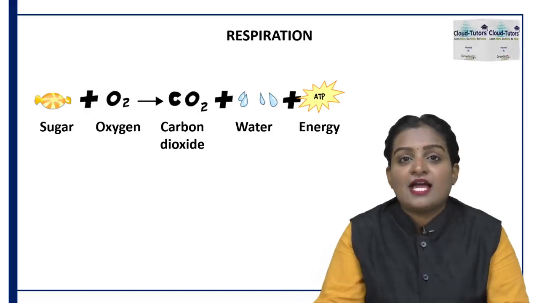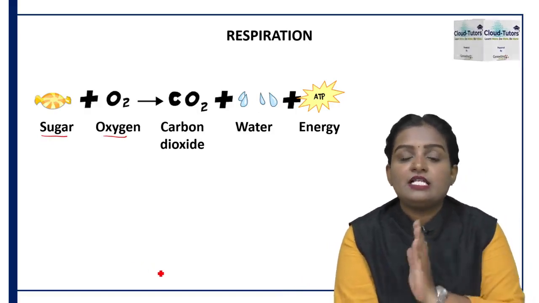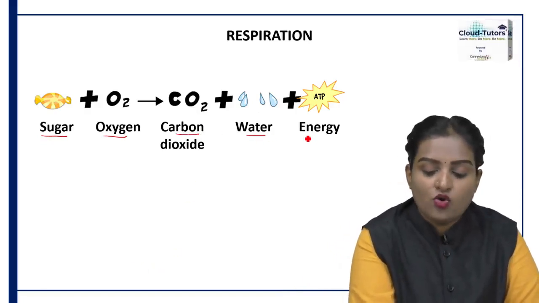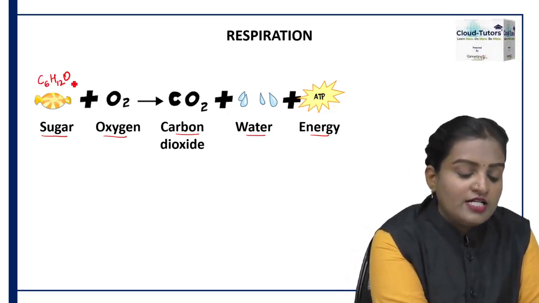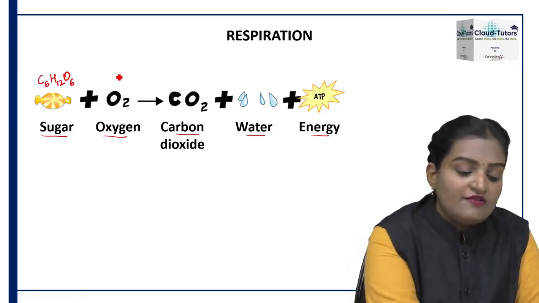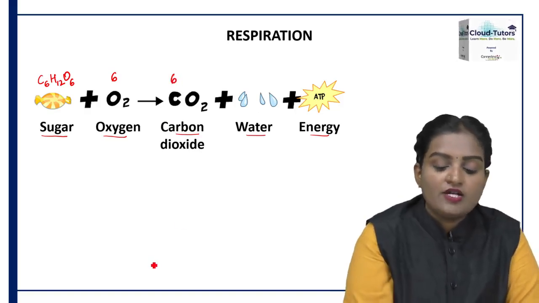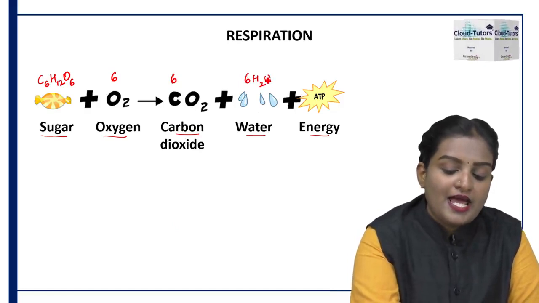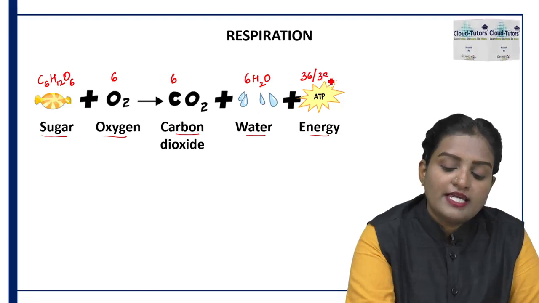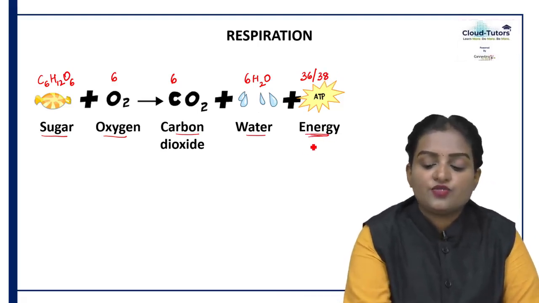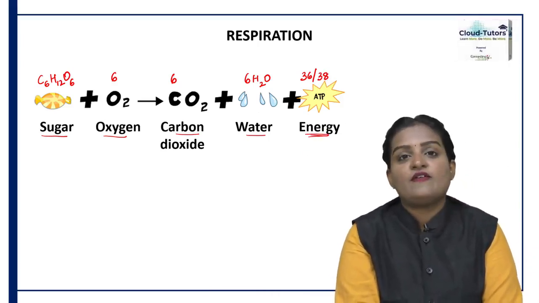So the respiration reaction, as you can see here, is sugar plus oxygen resulting in the end products carbon dioxide, water and energy. So glucose is the sugar that we are talking about here. To break down one glucose molecule, we need 6 oxygen molecules, and after breakdown we will get 6 carbon dioxide, 6 H2O and ATP. We will get around 36 to 38 ATP. The energy released is stored as ATP, that is adenosine triphosphate, the energy currency of our cell.